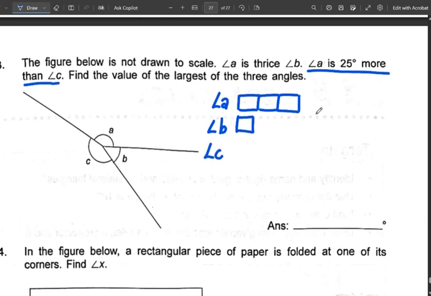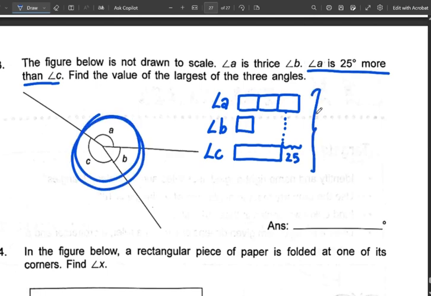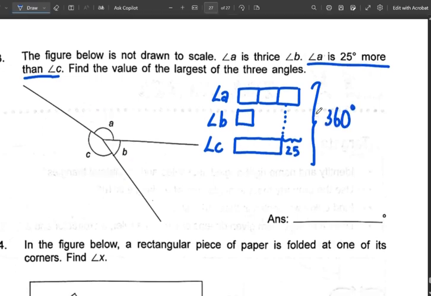Angle A is 25 degrees more than angle C. What does that mean to you? That means angle C is going to be smaller than A. Agree so far? And then we're going to say that this part over here, we know that this is 25. Agree or disagree? And then what is my total? Do you all know what the total is? Because this is in a circle. Do you all remember angles at a point? Very good, 360 degrees. Make sense or don't make sense?